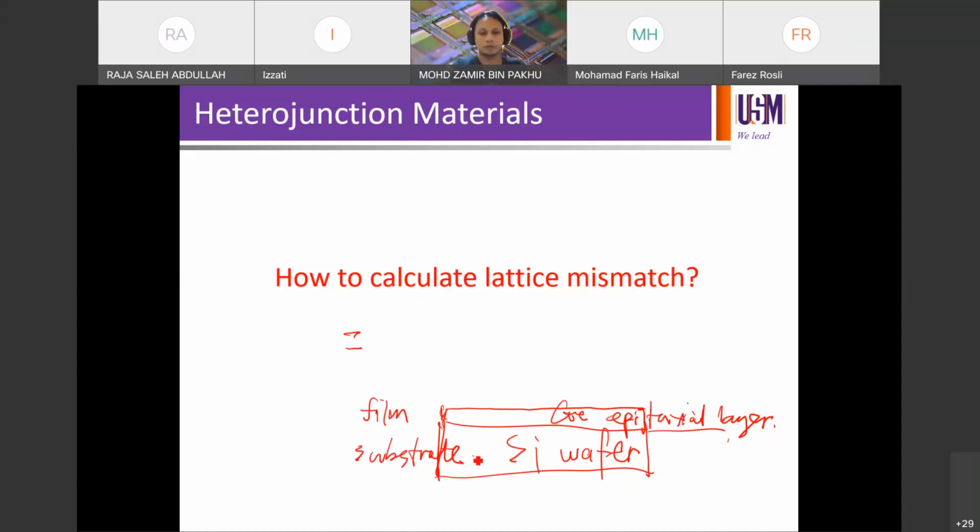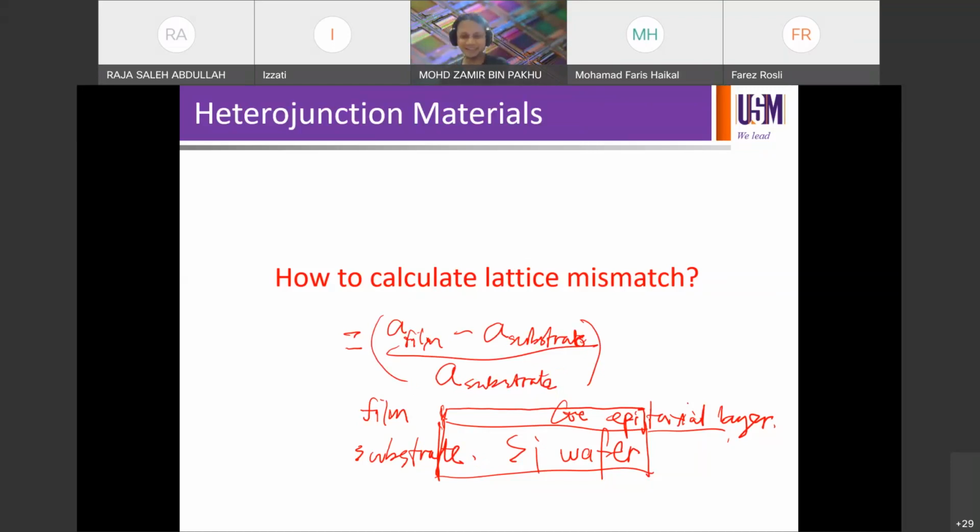Okay, so the mismatch will be given by the lattice constant of your material of the film minus lattice constant of the substrate. So in this case, the film is germanium, the substrate is silicon, over the lattice constant of the substrate. Substrate will be the reference. Sorry, my writing is a bit bad. So on the screen it's a bit, well, okay, so film minus substrate over substrate. So that will give you the mismatch, right?